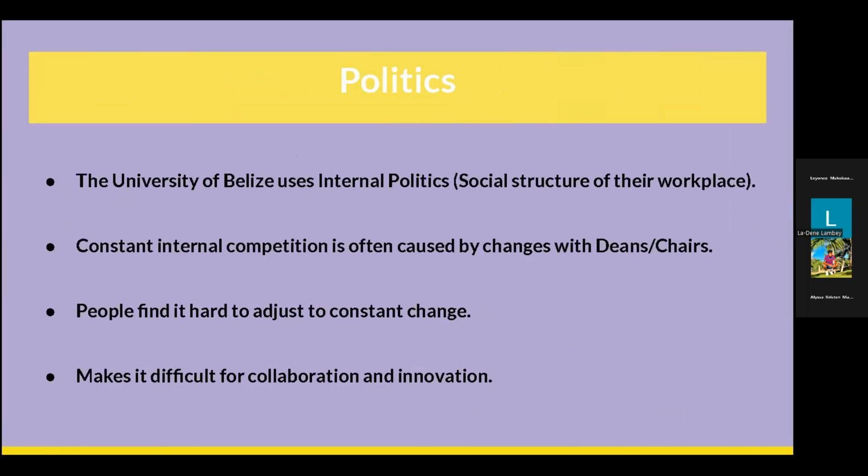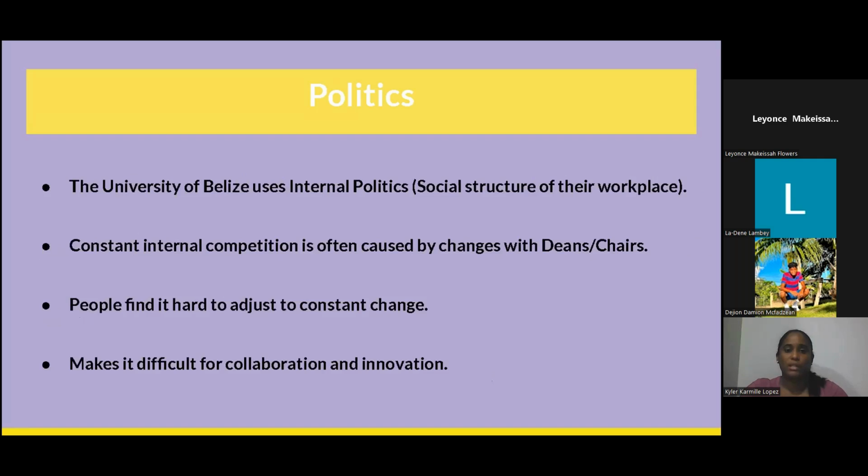Politics. Organizational politics are people within an organization who hold various positions with specialty and perspective within that section. This would result in them having various viewpoints on how resources or punishments or rewards are to be issued or distributed. This would affect employees and managers as they would result in political struggles for resource competition and conflict within the organization. The University of Belize uses the internal politics as the social structure for their workplace.